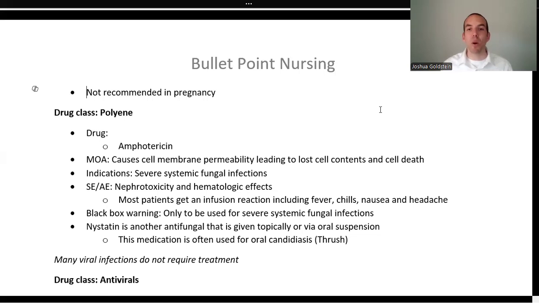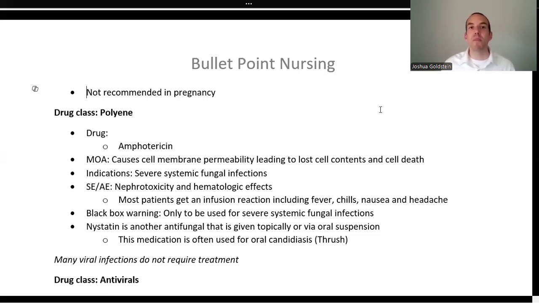both topically and via oral suspension or oral rinse. And this medication is used for oral candidiasis as well as a few other fungal infections that patients may develop. And that one does not have that black box warning that's only for severe systemic fungal infections. That's only amphotericin. Next, we're going to move on to viral infections.